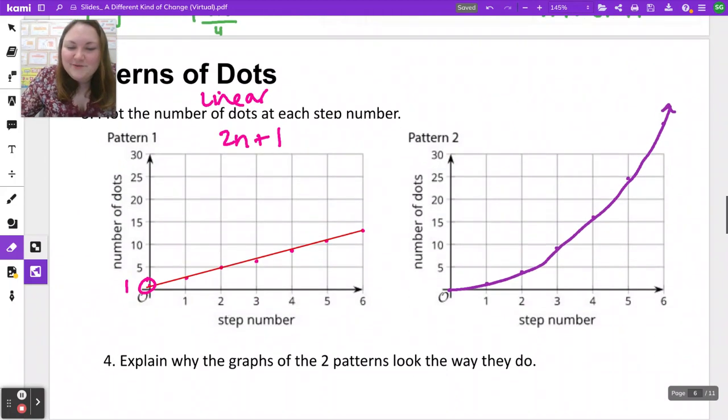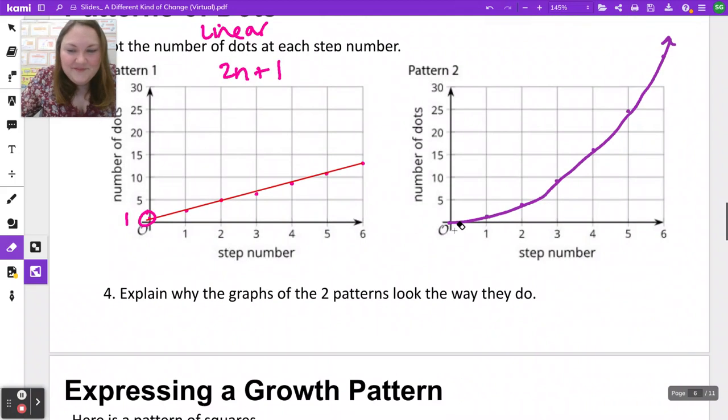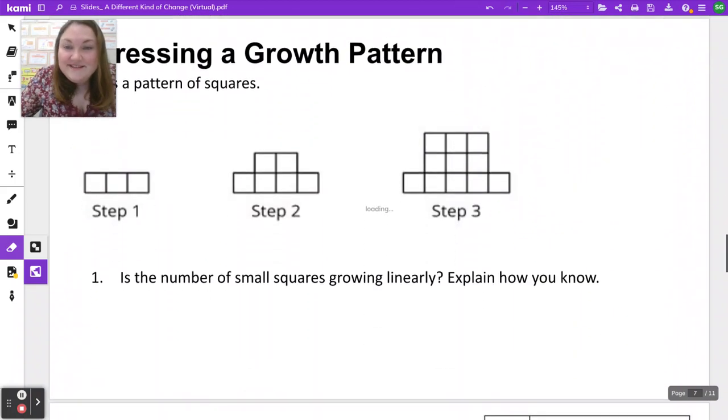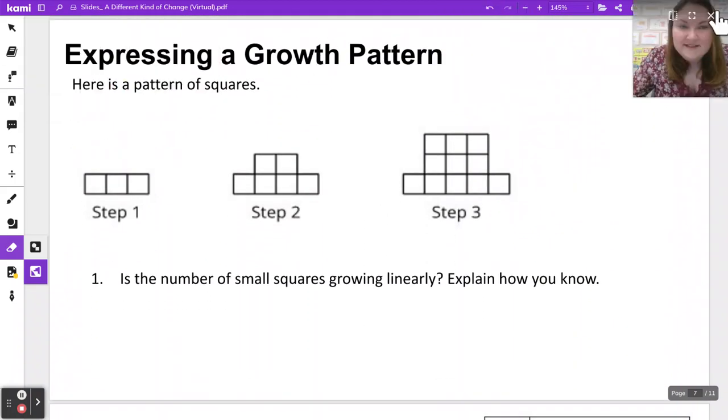There's one other pattern we're going to look at, and then we're going to summarize what we're seeing here. So here's another pattern of squares. Step 1, step 2, and step 3 are given to us. The first question I want you to think through is, is the number of squares here growing linearly? And then, as always, be able to explain how you know. Go ahead, pause the video here and see if you can identify if it's growing linearly.